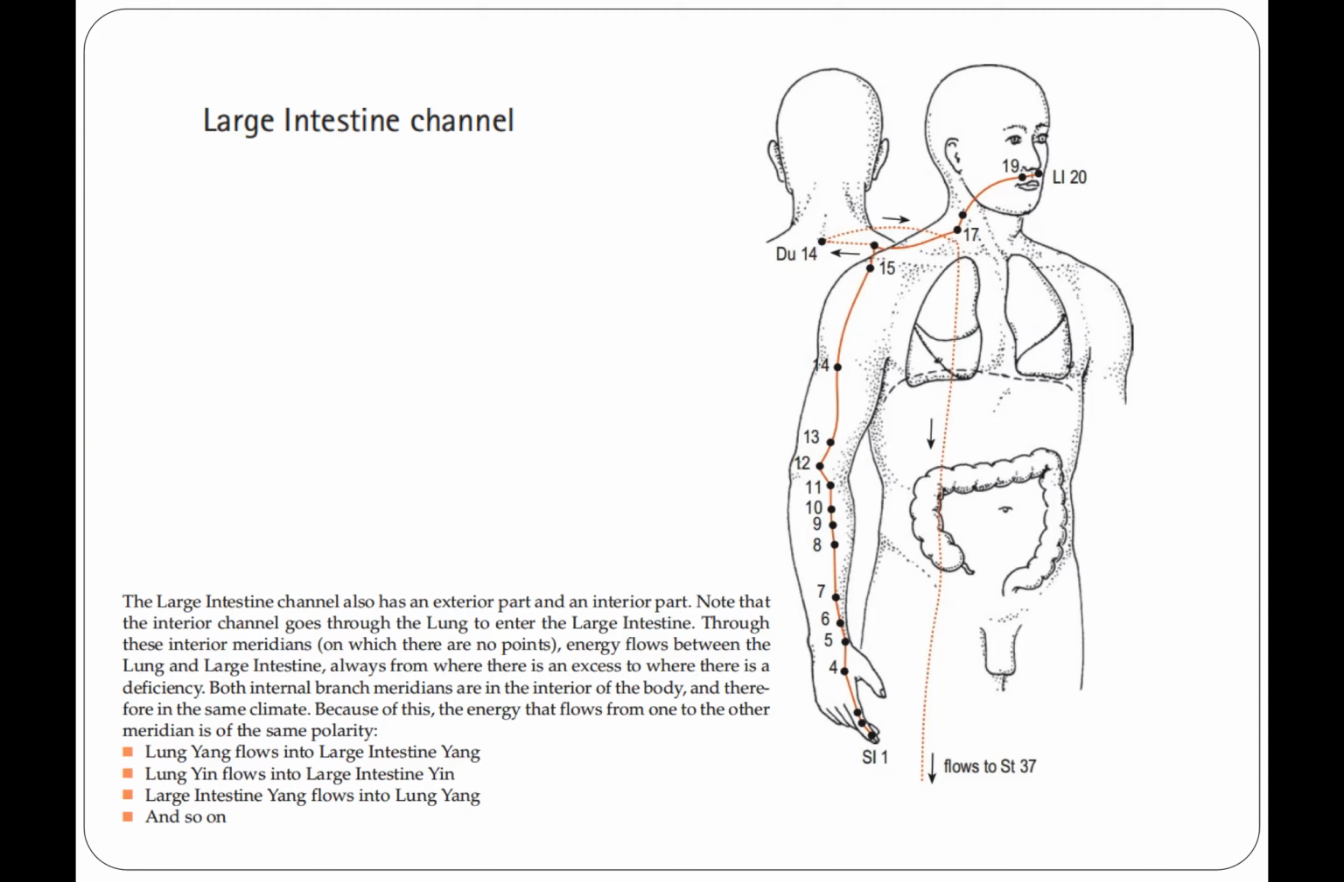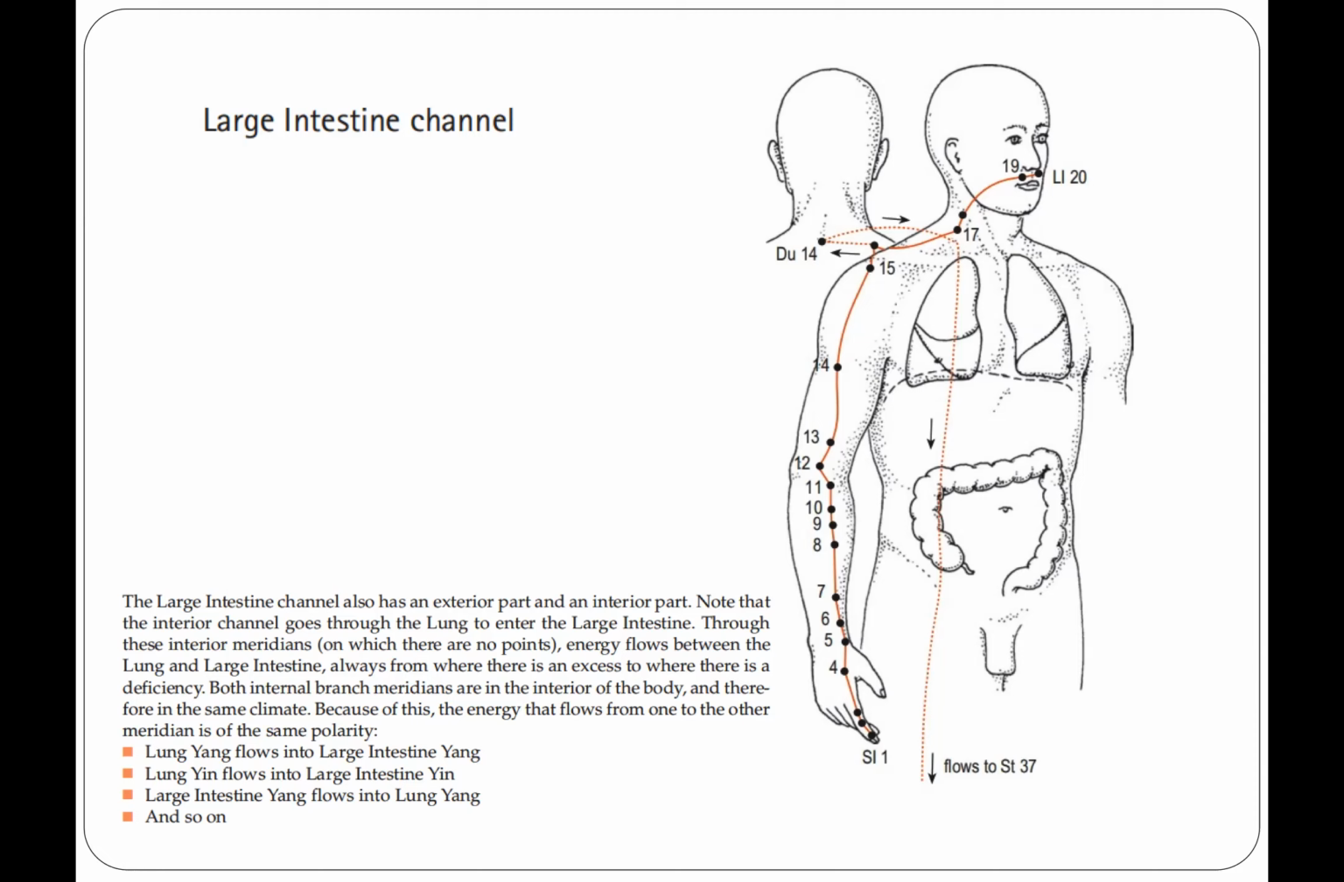The large intestine channel also has an exterior part and an interior part. Note that the interior channel goes through the lung to enter the large intestine, kasi magka-partner organ po siya. Through this interior meridian, on which there are no points, energy flows between the lungs and large intestine, always from where there is an excess to where there is a deficiency. Both internal branches of the meridian are in the interior of the body.